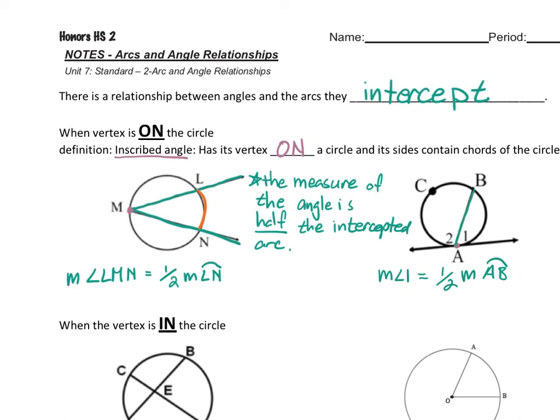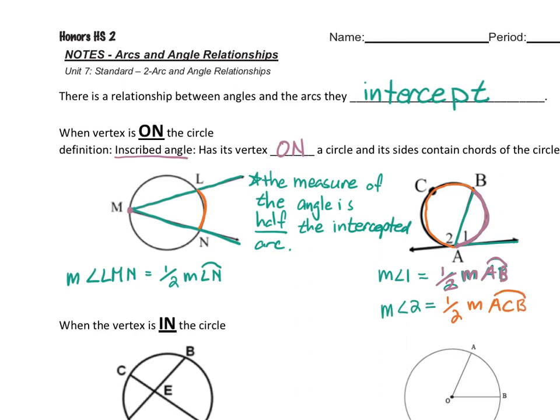So that you can see that we have the measure of angle 1, and then we have the arc AB. So I'm going to put that in the same color there. Same is true for the measure of angle 2. All right, so the measure of angle 2 equals 1/2 the measure of arc ACB.